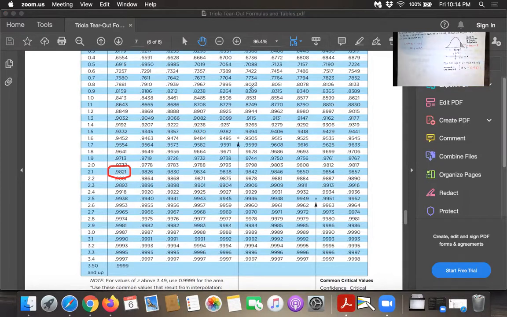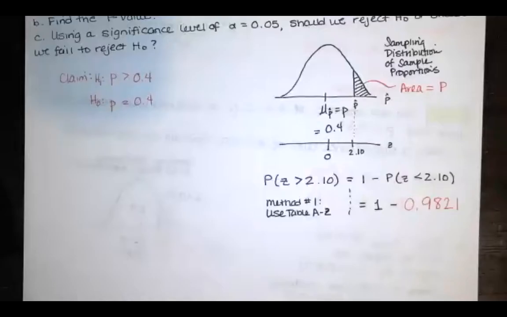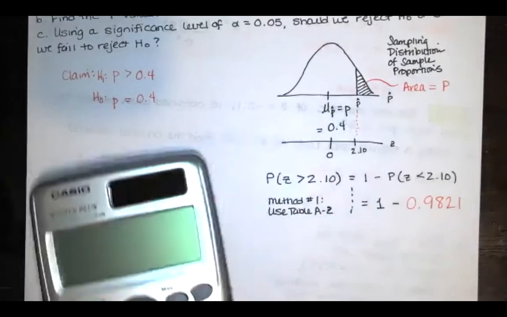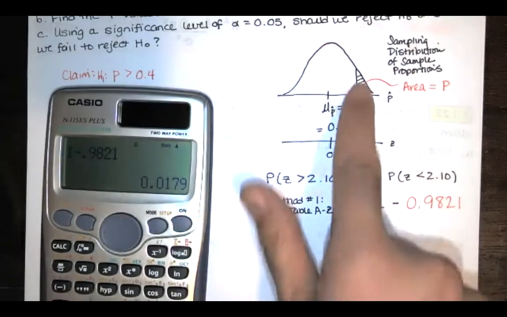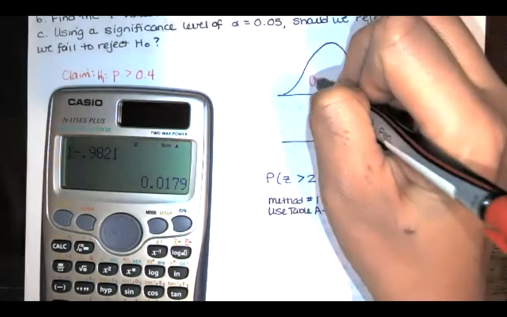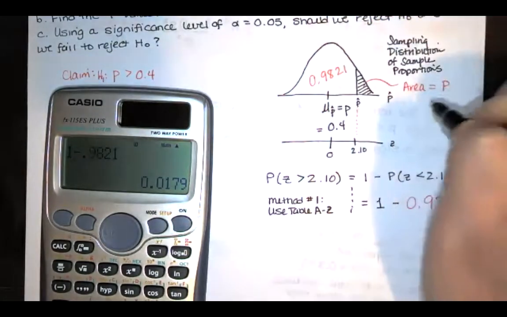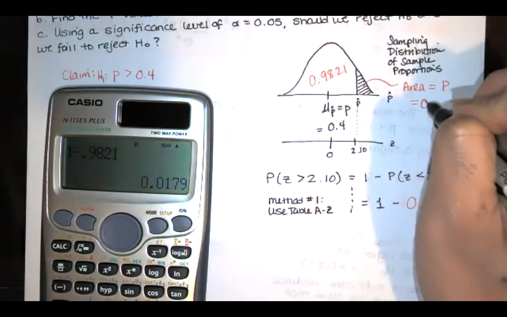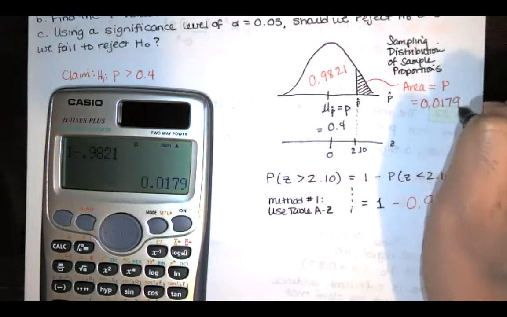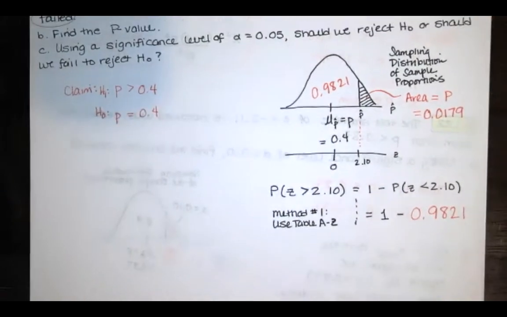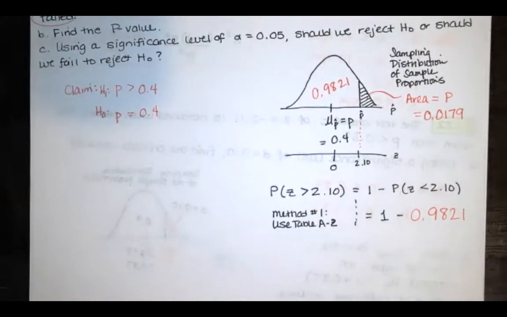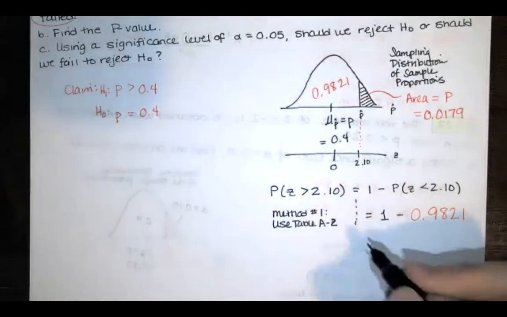And we're subtracting that from 1. So 1 minus 0.9821, and that's going to give me the area to the right. So this area was 0.9821, and this area, which is the same as our p-value, is 0.0179. So that was the answer to part A, and that's how we do that using table A2.